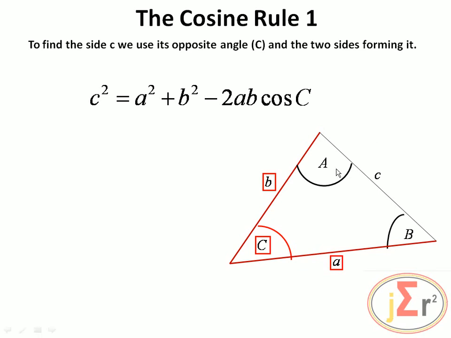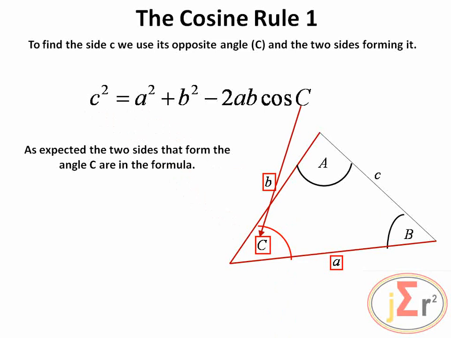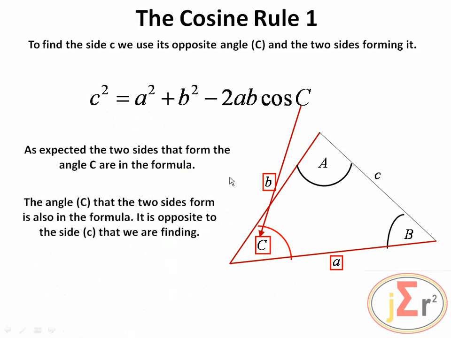So in order to find this C, we need to use the angle that is opposite to C and the two sides that form the angle. So we have there side A and B. And of course, they are right there in the formula. And right down there, you have them occurring again right here. Of course, C is the angle that is at the vertex. The angle C that the two sides form is also in the formula. It is opposite to the side C, which is lowercase c, that we are finding.